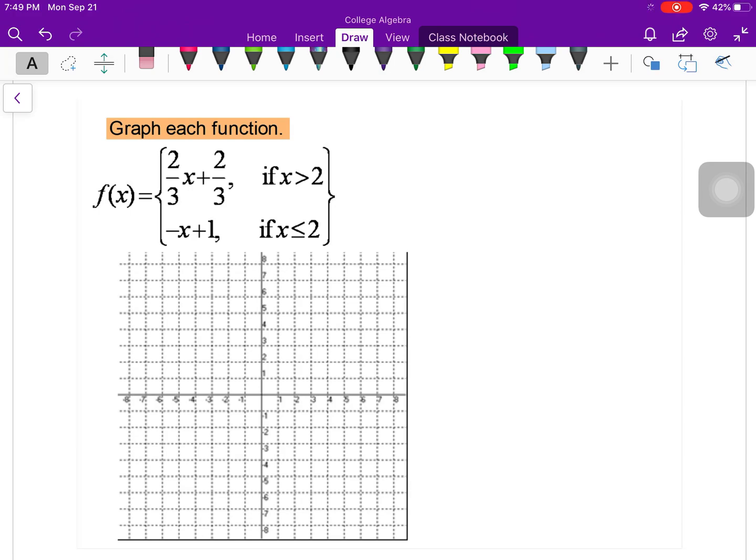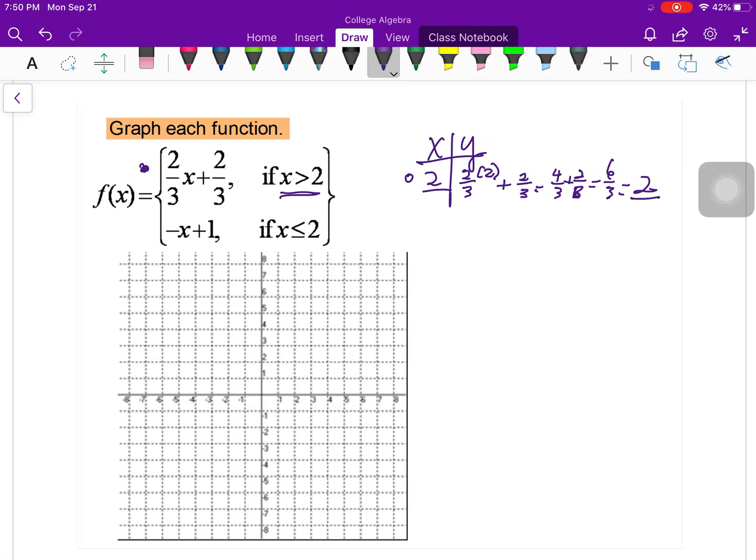Now it says to graph the function. So there are two pieces, so I'm going to need two XY tables. I'm going to do this first one in purple. It says to start with 2, but there is no equal bar, so it'll be an open circle at 2. So when I put 2 in there, I get 2/3 times 2 plus 2/3. 4/3 plus 2/3 is 6/3, which is 2. 2, 2, open.